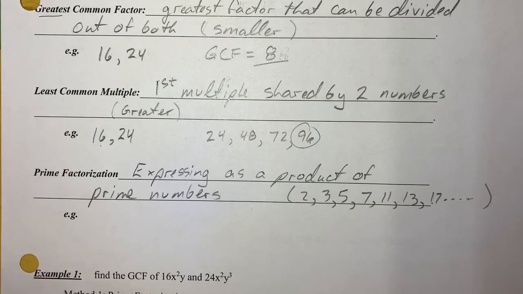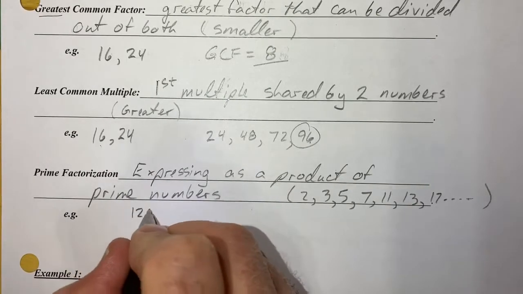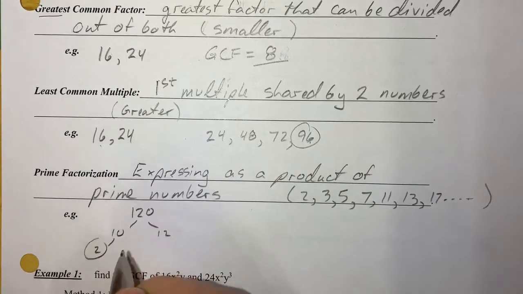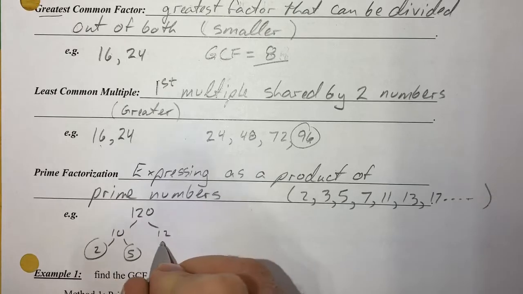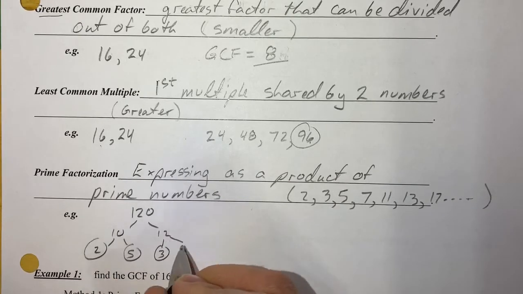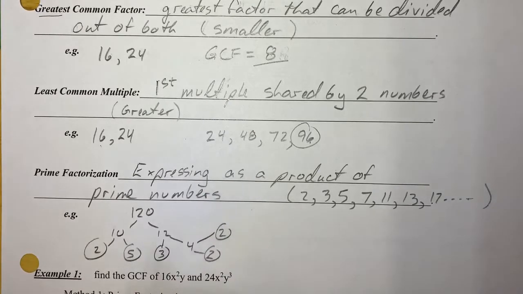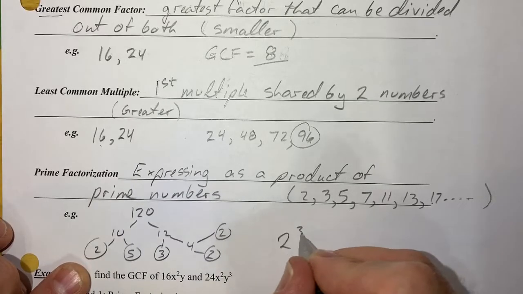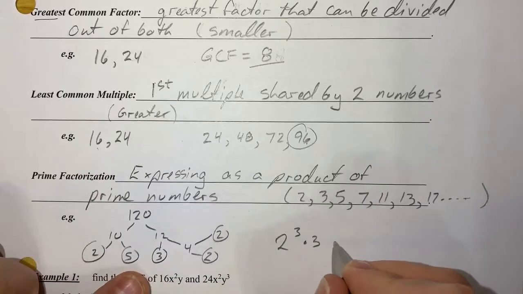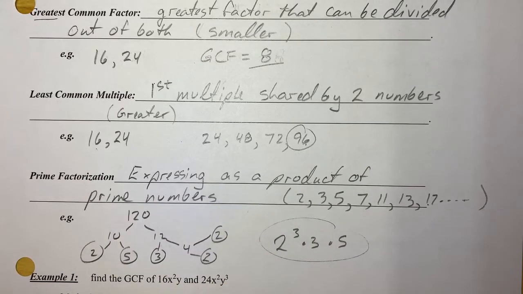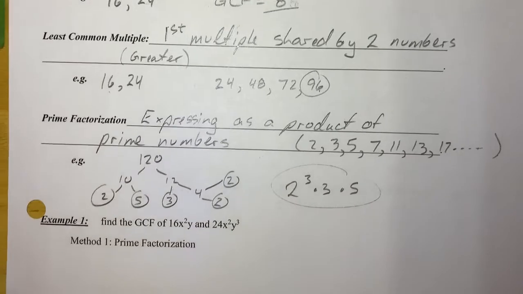So usually what we did before is we did a factor tree. I remember, like 120. Well, that's 10 times 12, which is 2 prime, times 5 prime, times 3 prime, times 4. 4 is 2 times 2. So the prime factorization is 2, 2, 2, so it's 2 cubed, times 3, times 5. See, I read it as a product. That means I'm multiplying these together.